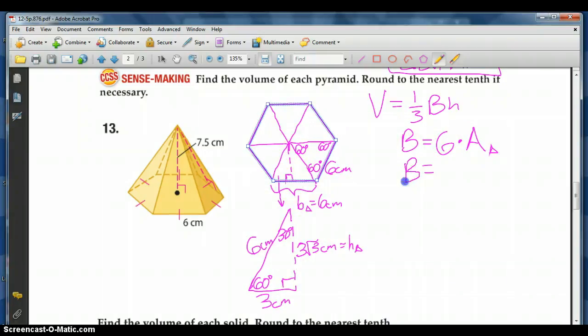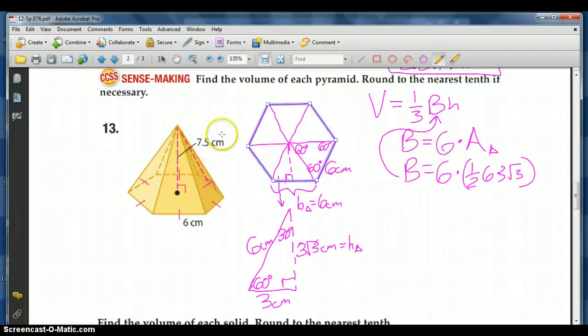So if we want to find the area of our base, once again we have 6 equilateral triangles. So we take 6 times the area of one of those triangles, which is half times base times height. Base is 6, height is 3 root 3, and there we have an expression for the area of the base of our pyramid. So we need to substitute that back in to find volume.